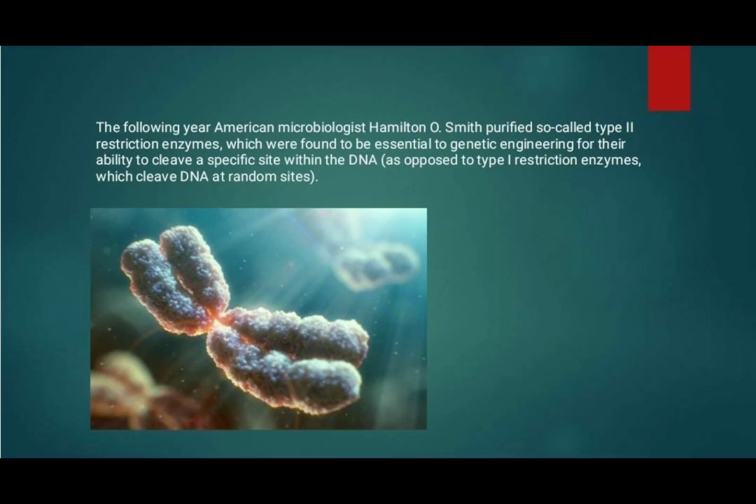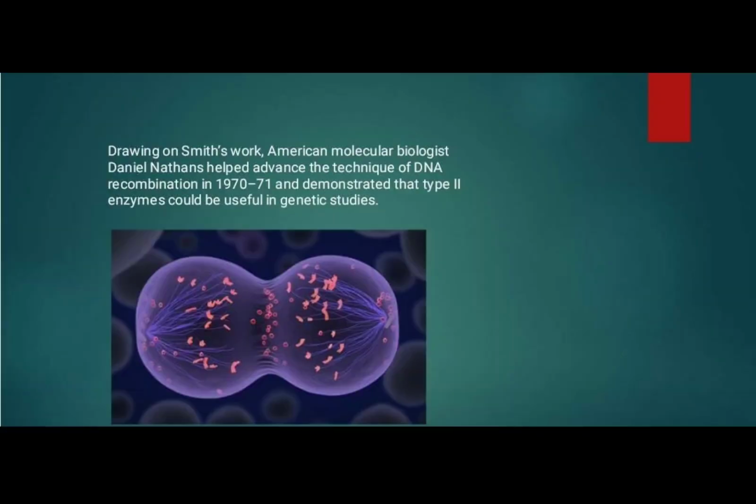Smith purified so-called type 2 restriction enzymes, which were found to be essential to genetic engineering for their ability to cleave a specific site within the DNA, as opposed to type 1 restriction enzymes which cleave DNA at random sites. Drawing on Smith's work, American molecular biologist Daniel Nathans helped advance the technology of DNA recombination in 1970 to 1971 and demonstrated that type 2 enzymes could be useful in genetic studies.